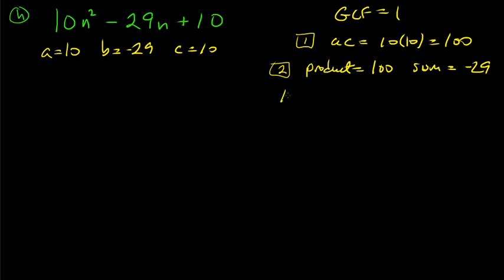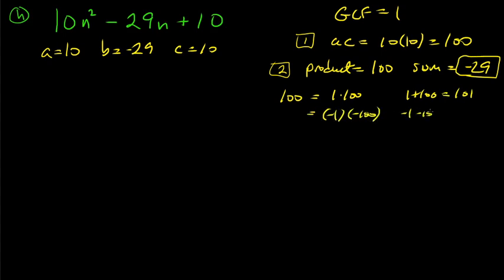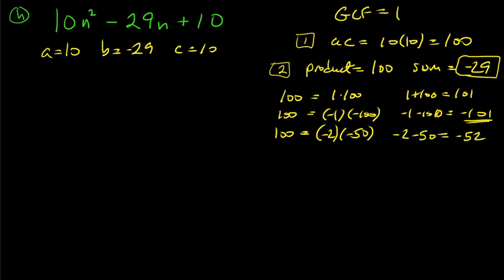So what 2 numbers multiply to 100? Well, there's 1 times 100, but that adds to 101, which is not negative. We're looking for negative 29, so both numbers should be negative. Negative 1 minus 100 is negative 101. Still wrong, but at least it's negative. If you divide by negative 2, you get negative 50. Negative 2 minus 50 is negative 52, not negative 29, so we move on.